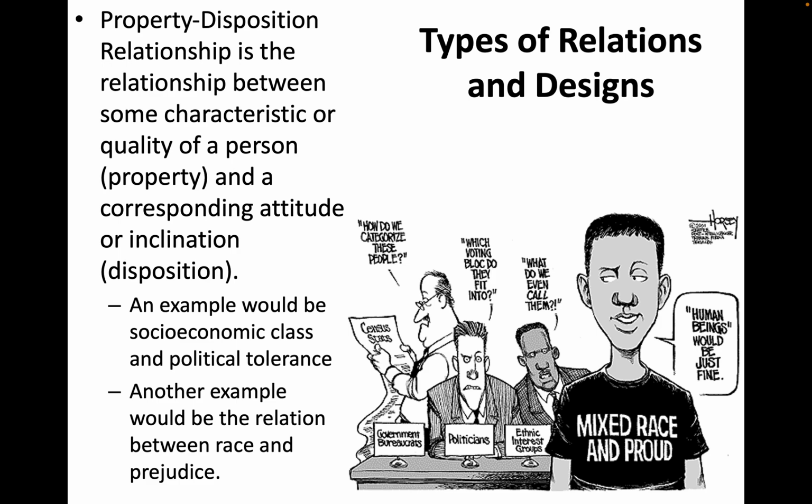And this is really kind of interesting because you may be able to identify with this cartoon. How do we categorize these people? This is a mixed race person. Okay, so the government bureaucrats are trying to figure out how to categorize them as far as the census is concerned. The politicians are trying to figure out which voting block they fit into so that they can get their vote. And the ethnic interest group wants to know, what do we call them?